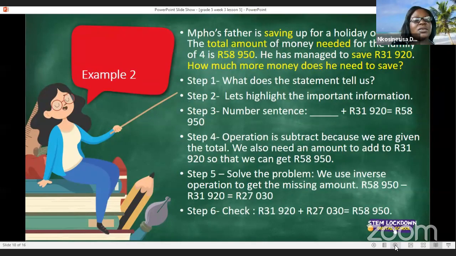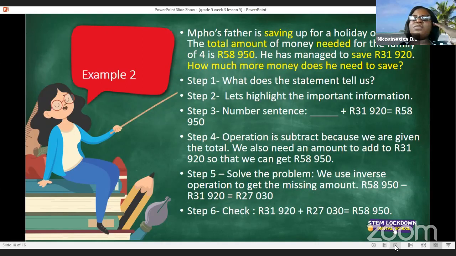Second example, so now this is me explaining. Paul's father is saving up for a holiday overseas. Remember, I said personalize it. Instead of saying Paul, say Nancy or Tinkin. Tinkin's father is saving, so you make it personal and you understand it better. It's not that far, it's now close to you. Tinkin's father is saving up for a holiday overseas.